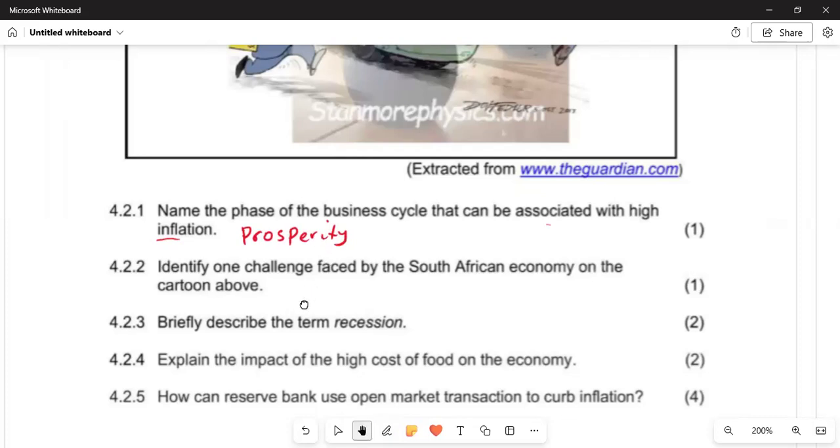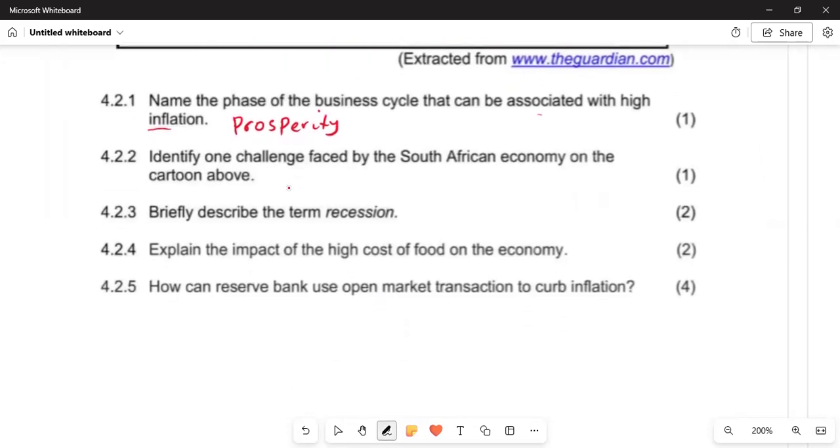4.22. Identify one challenge faced by the South African economy on the cartoon above. If we look at that cartoon, you can see there is unemployment.